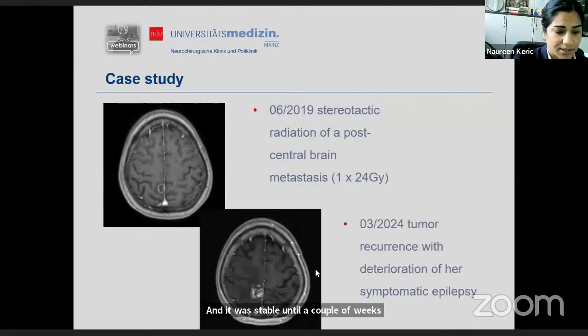And now we saw the patient with clinical deterioration and had another MRI, which showed that the lesion has grown, and we had a large perifocal edema. So the indication for a resection of this lesion was made, independent of whether it is metastasis growth or a radionecrosis resulting from the initial radiosurgery.